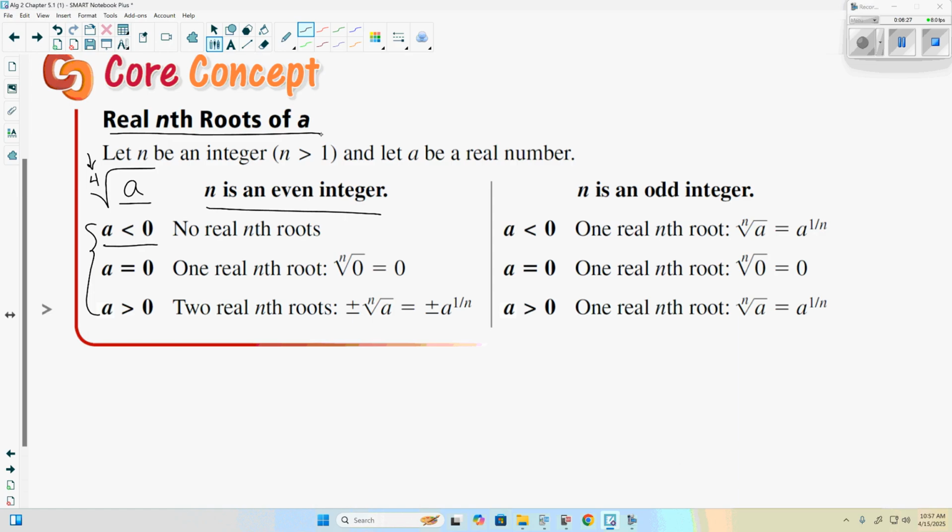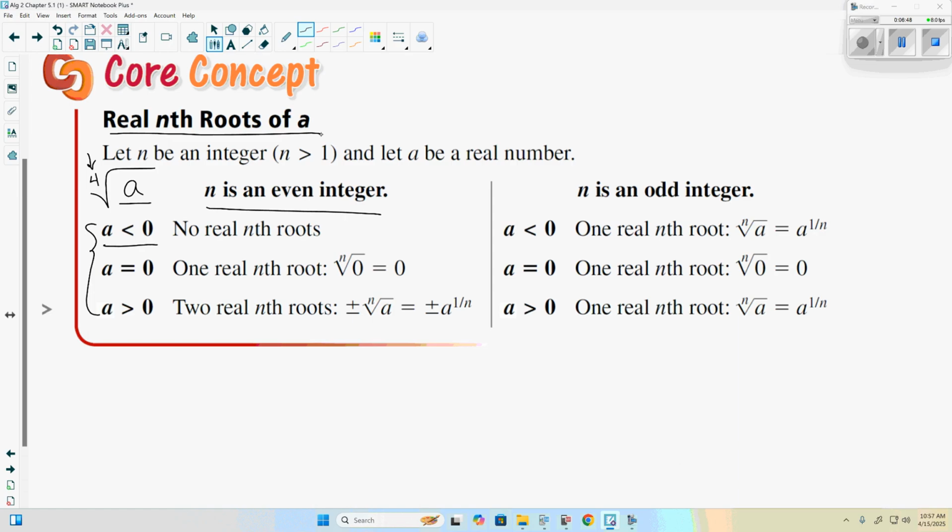So we're taking an even root, or applying an even radical root to a number. We could have one of 3 options: either no real roots, one real root when it's 0, or 2 real roots, positive, negative. We have the plus or minus. So we got that one down.